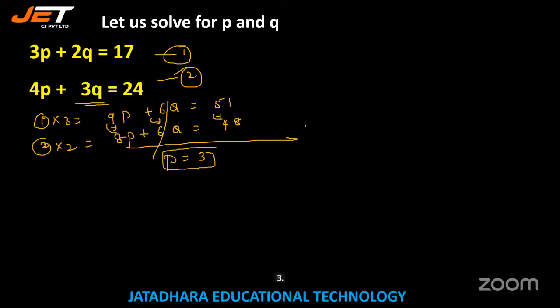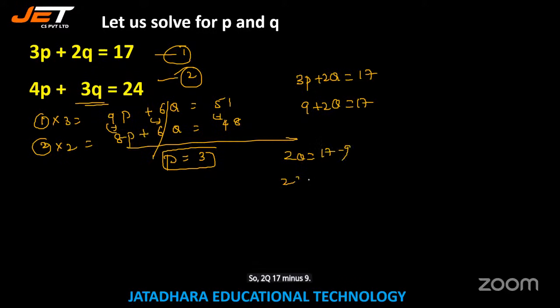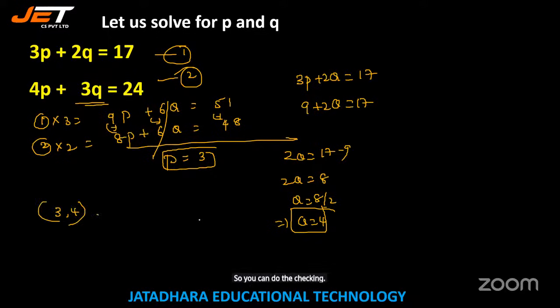All right, so now just put this into any one equation. 3p plus 2q is equal to 17. So 3 3s are 9 plus 2q is equal to 17. So 2q is 17 minus 9. So how much is 17 minus 9? 8. So q is equal to 8 by 2, which implies q is equal to 4. So you can do the checking and find out the answer by yourself. Any one equation you can substitute and see the answers.